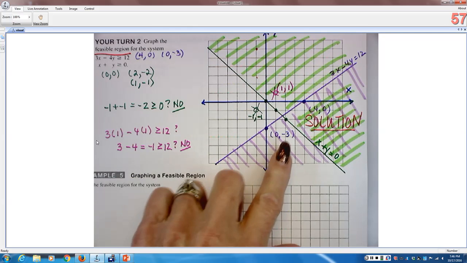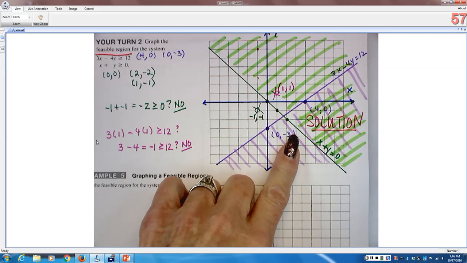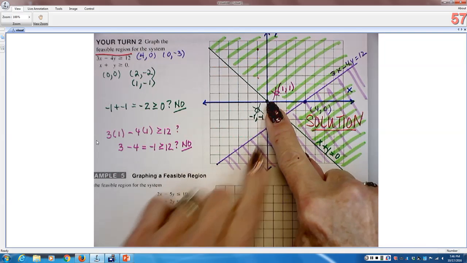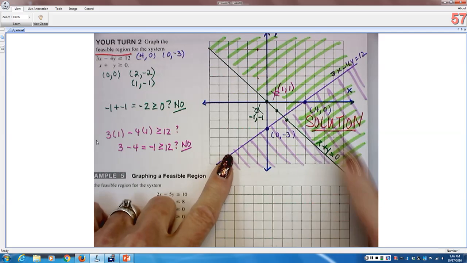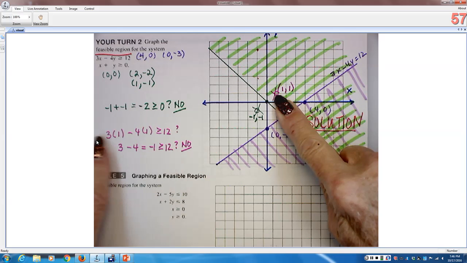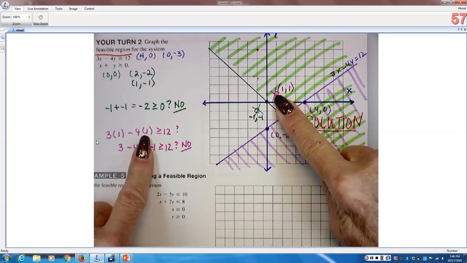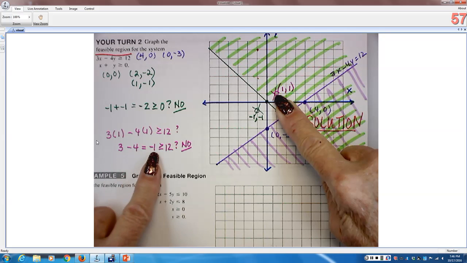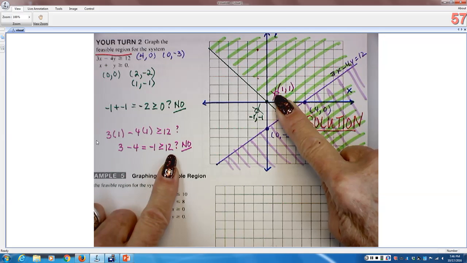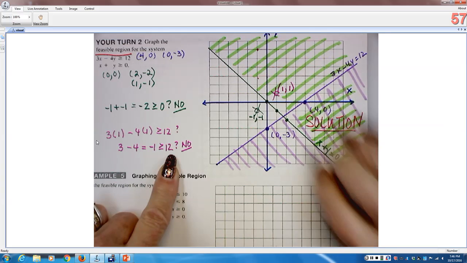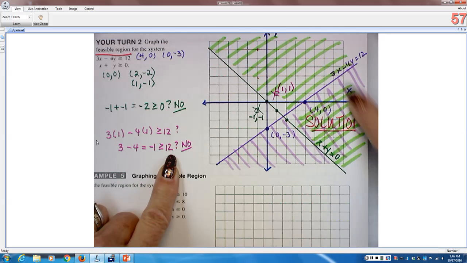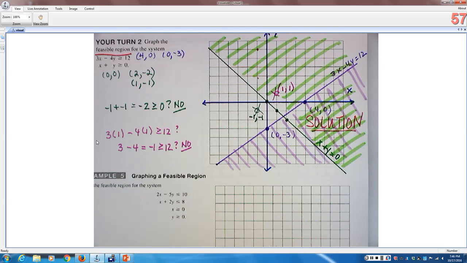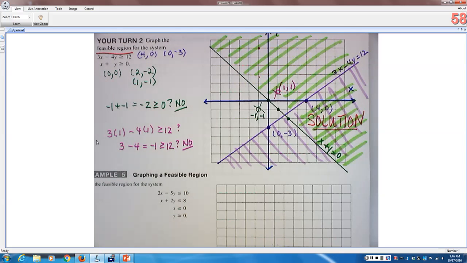And then just to prove the point that you don't have to always pick 0, 0, for the purple line, I picked 1, 1. 3 times 1 minus 4 times 1 is 3 minus 4, which is -1, and that's not equal to or greater than 12, so I would shade on this side, and my solution or my feasible region is here. Okay, now you may have gone about it a different way, but your graph still should look like that.